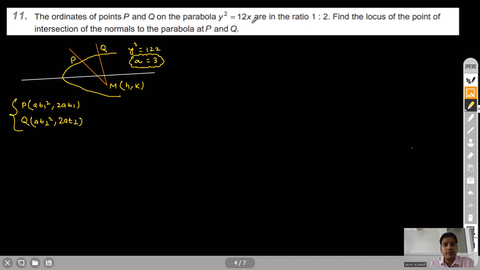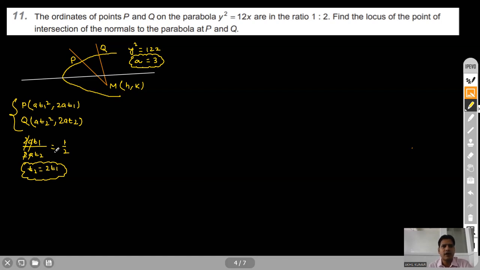So as per the given information in the question, the ordinates, this 2 a t1 and 2 a t2, the ordinates of points P and Q, their ratio is 1:2. So basically 2 a t1 upon 2 a t2 is 1:2. What does it mean? The 2a, 2a will be cancelled out. We got the value of t2 as 2 times t1. Is it okay? We got the value of t2 as 2 times t1.